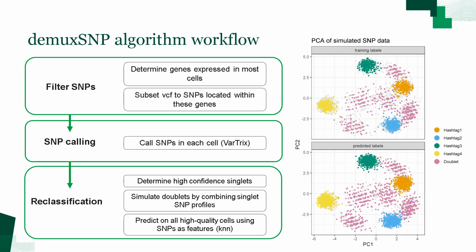On the right, we visualize PCA of some simulated SNP data. On the top, we have the training labels, and the bottom, the predicted labels. As you can see, the predicted labels fall in a similar area in SNP space as the training labels.